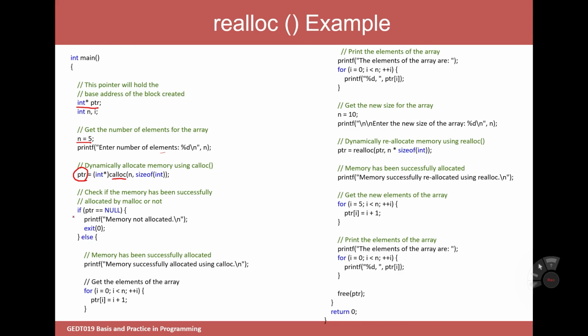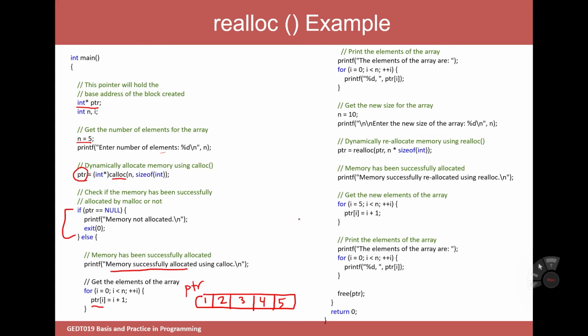Then later you check that everything is okay. Yes, everything is okay. If so, I will say memory successfully allocated, no problem. And then I will set the elements of the array. Each element in the array will equal i plus 1. So you reserve an array, and this array is ptr, and it has 5 elements. The first element will be 0 plus 1, which equals 1, second element 2, third element 3, fourth element 4, fifth element 5.